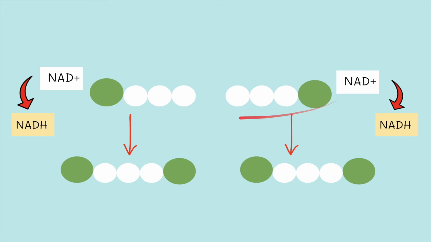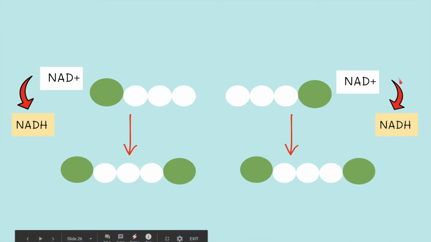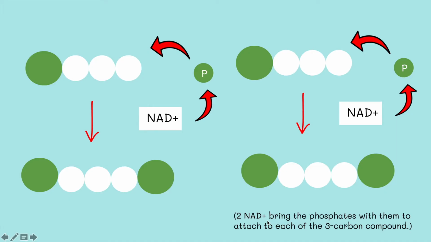Once the 3-carbon compounds lose electrons, or oxidize, and become other 3-carbon compounds, NAD+ is reduced and becomes NADH. Then we get 2 NADH, one for each NAD+. These 2 NADH will be used in the electron transport chain, so they will go to the mitochondria, where the electron transport chain takes place. As the 2 NAD+ come to carry the electrons, they also bring the phosphate with them. Each of the NAD+ gives one phosphate to each of the 3-carbon compounds, resulting in 2 phosphates attached to each of the 3-carbon compounds.